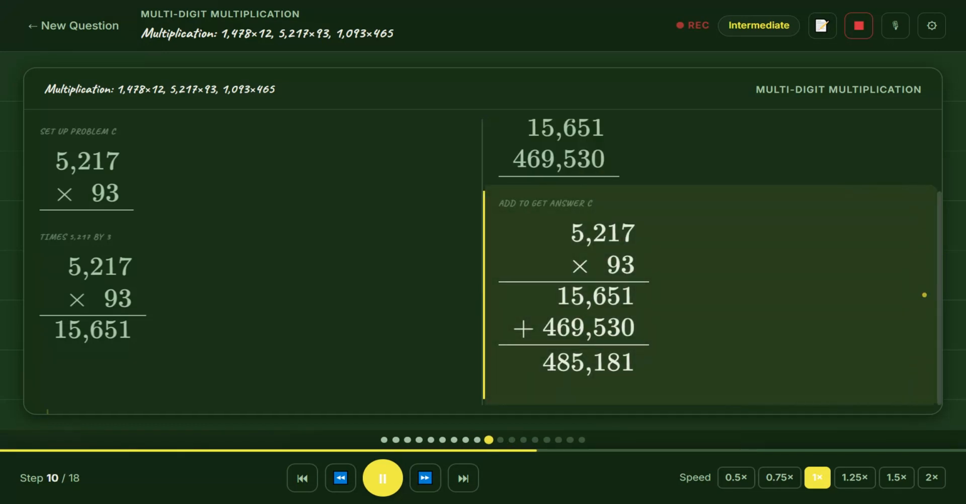Now we add 15,651 and 469,530 together. Add each column from right to left carefully. We get 485,181.